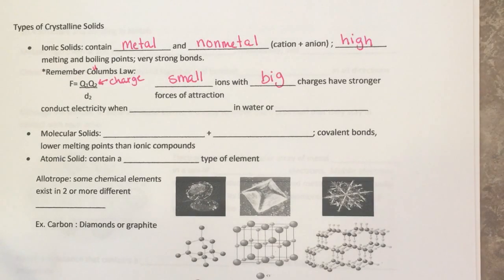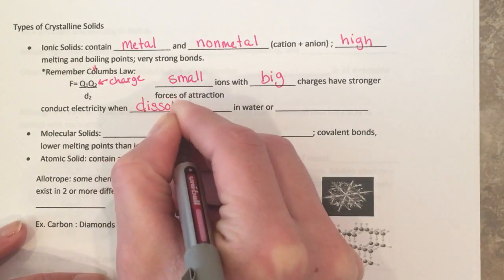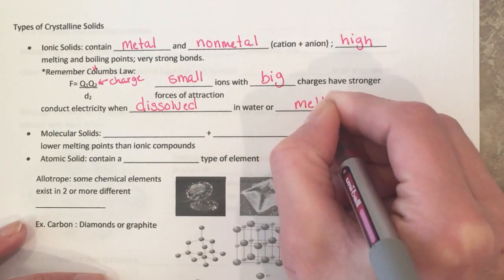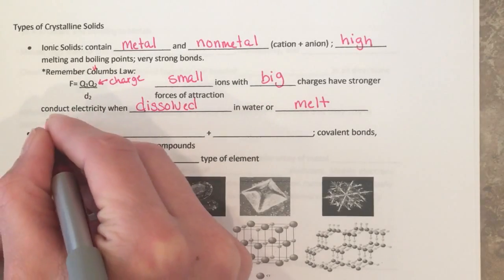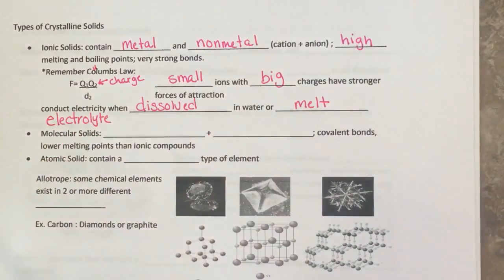Now, ionic compounds conduct electricity, but they only conduct electricity when they're dissolved in water or if we melt them. Now, because they can conduct electricity, sometimes you'll see the word electrolyte. Like in Gatorade commercials, they say there are electrolytes. That means that there are ions in your solution. Okay? So ionic compounds are metals and nonmetals.